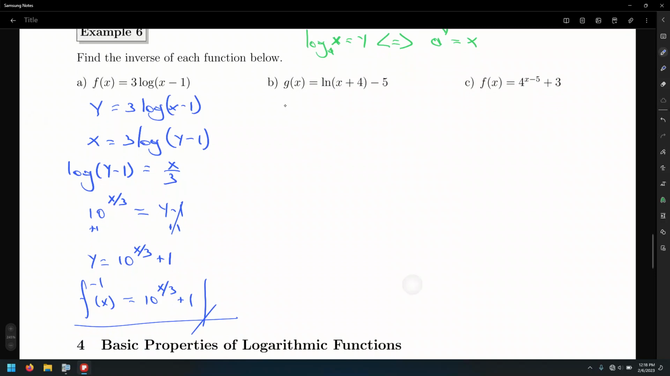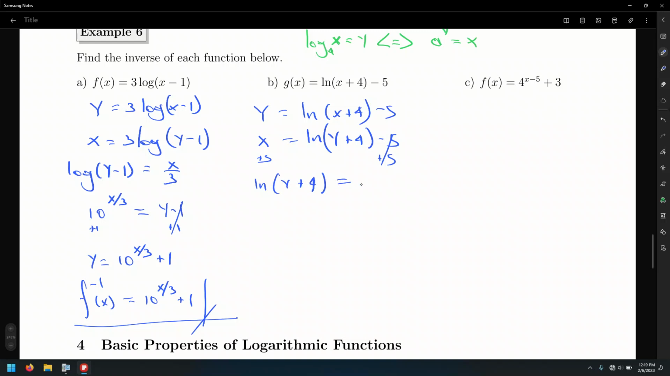First things first, change g of x with y equals ln of x plus 4 minus 5, of course. And in this case, make sure the next step is the interchanging of the variables. That is, make this an x: x equals ln of y plus 4 minus 5. And again, in a similar way that we did with the previous example, our goal is to isolate y. Once we do these algebraic manipulations, then change its notation and give it its own name called f inverse. All right? So let's go ahead and do that. Add 5 to both sides. So that's ln of y plus 4 equals x plus 5.